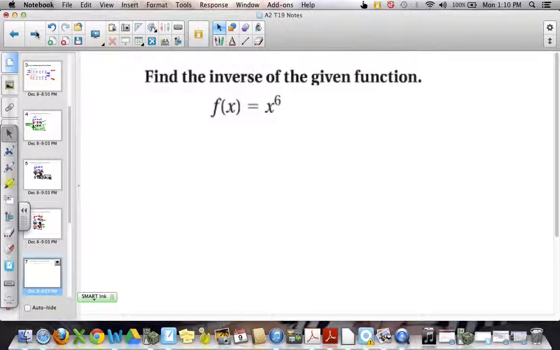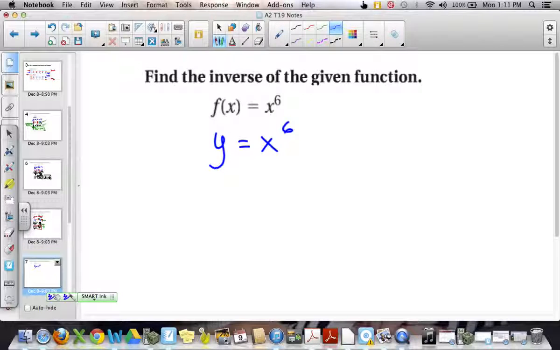All right, this next example, we have a different type of function. And this is why we have been learning about rational exponents and radicals, because if I replace f of x with y, so I have y equals x to the 6th, then when I switch the variables and get x equals y to the 6th, I need to get rid of that 6th power. Okay? So what we've learned about that is there's two ways to do that.